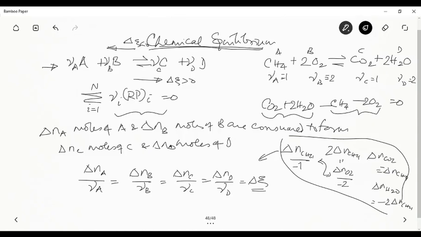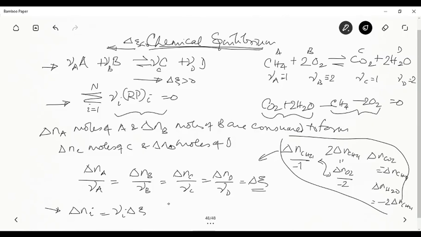So this is the way in which we write this expression. Then we'll be able to write that delta Ni, for every species, would be equal to nu I delta xi. You can write that because delta Na is equal to nu A delta xi, delta Nb is equal to nu B delta xi, delta Nc is equal to nu C delta xi, and so on. So we started with this very simple example, but we can write this for a very general reaction which is written in this particular form. So this is your basic expression.